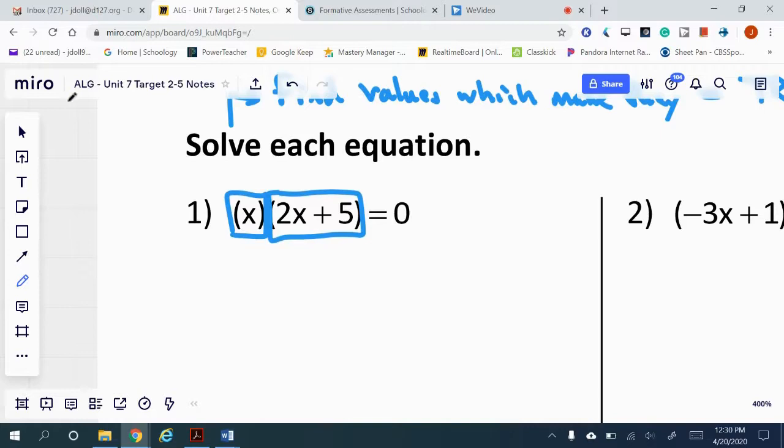So in one world line, this is the factor that is equal to 0 and makes the equation true. So in one world line, I have x equals 0.